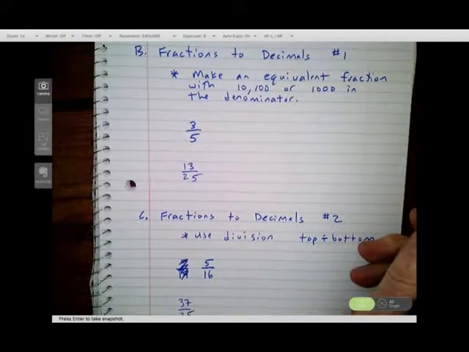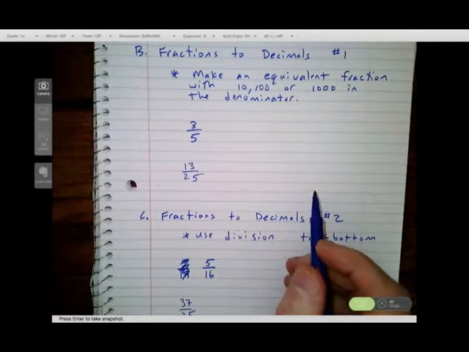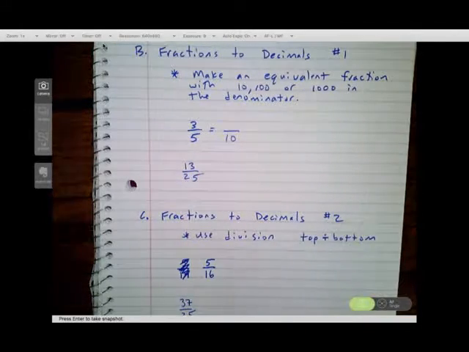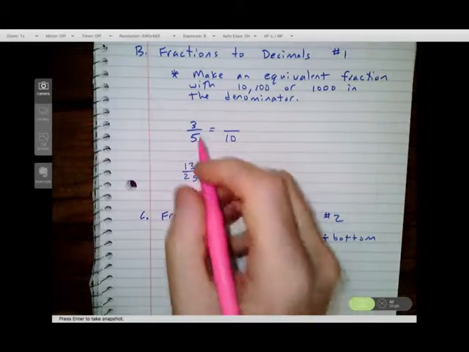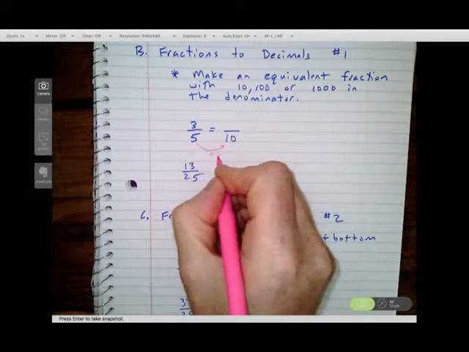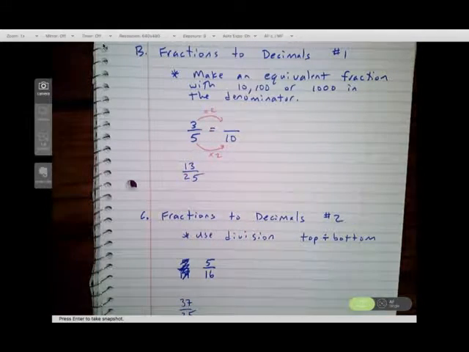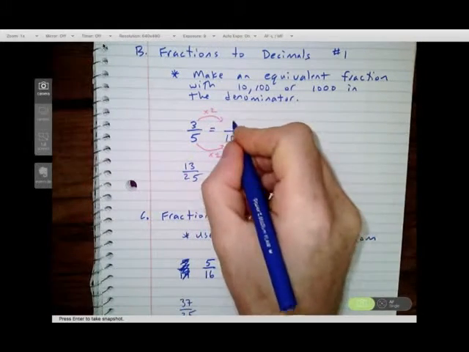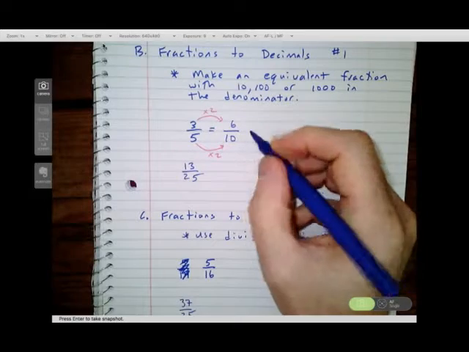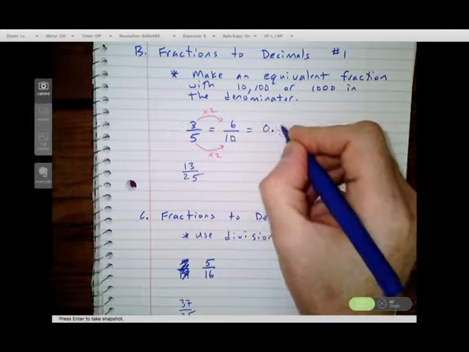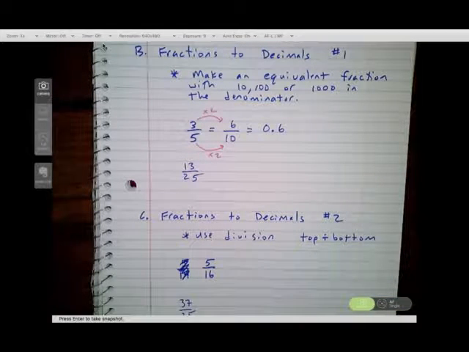So it's 3/5. Well, look, I can make a 10 super easily. And to do that, I just multiply by 2. So remember, if I multiply the denominator, the bottom, by 2, I got to multiply the top by 2 also, and 3 times 2 is 6. Okay, 6 tenths. So if you remember, with decimals, the tenths is the first place, so 6 tenths is just 0.6. We're done.